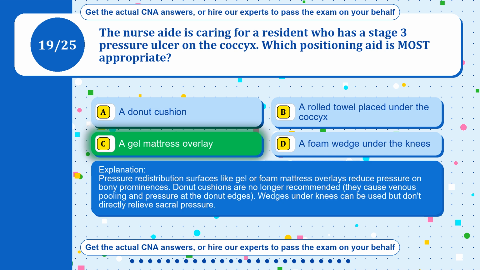Pressure redistribution surfaces like gel or foam mattress overlays reduce pressure on bony prominences. Doughnut cushions are no longer recommended. They cause venous pooling and pressure at the doughnut edges. Wedges under knees can be used but don't directly relieve sacral pressure.